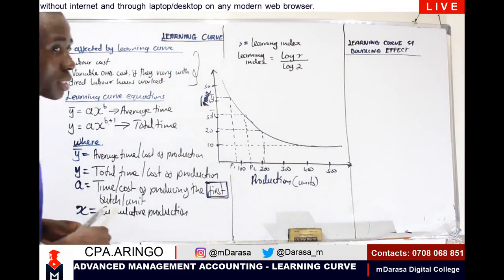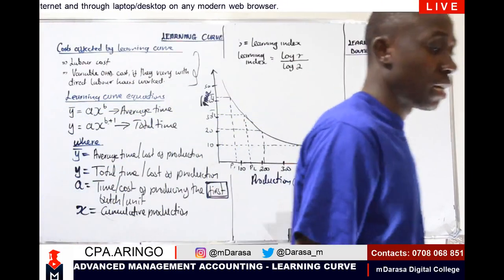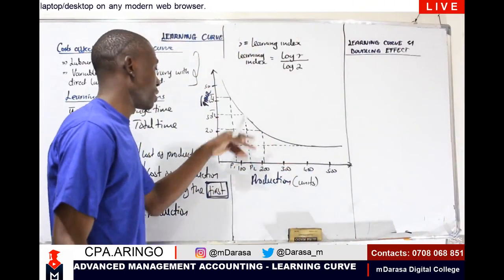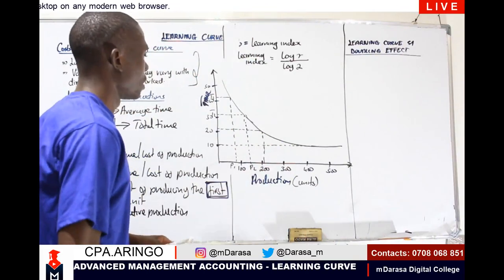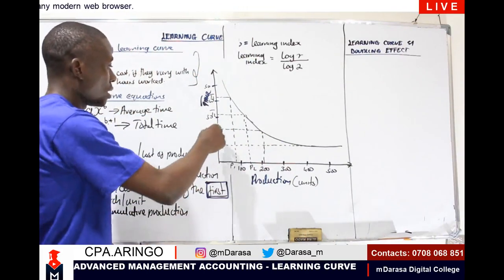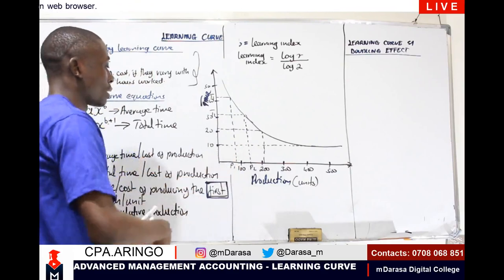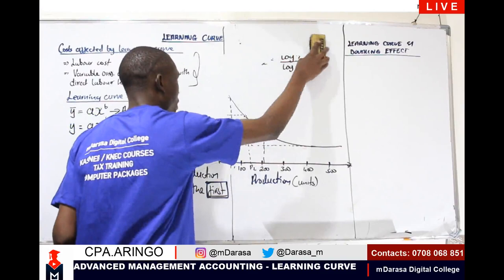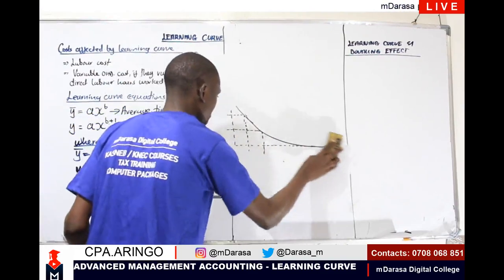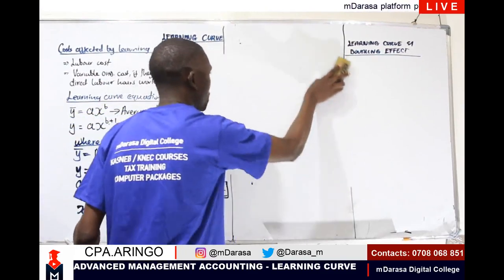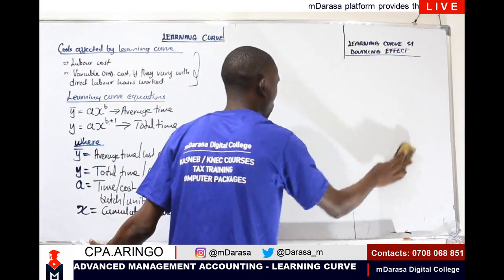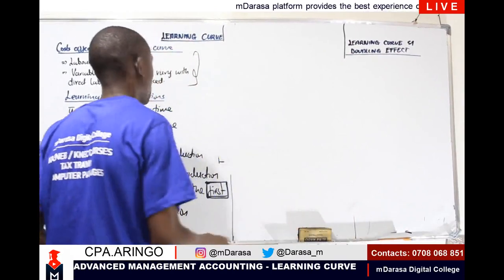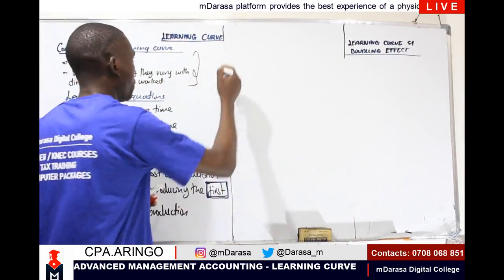Say for example, take this case, my good students. Allow me to erase here, because I know we have this concept. Whenever I'm having a doubling effect, you'll find that as accumulative production doubles, our average time will also be decreasing. We are looking at the concept of the learning curve and the doubling effect. So this will be the impact.